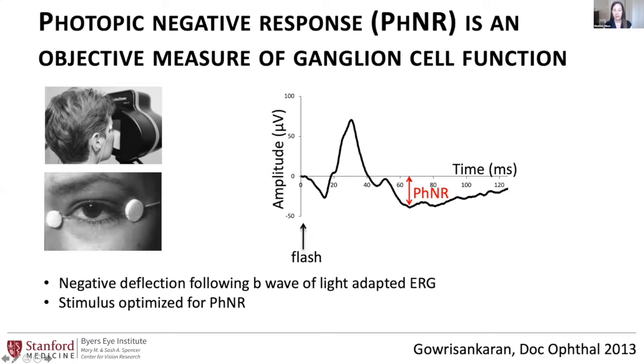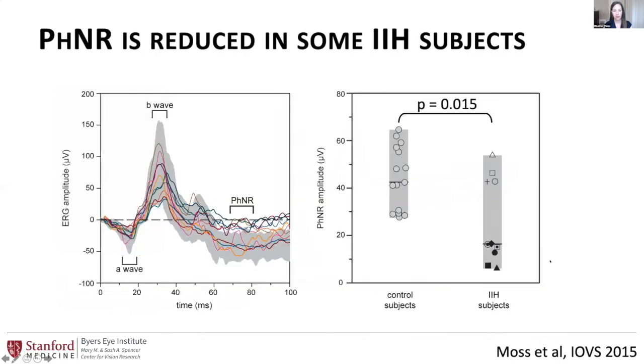And in particular, this waveform, the negative waveform after the prominent B wave, is the photopic negative response, which localizes to the ganglion cells. And researchers have worked to optimize what are the flashes of light that best bring out this waveform. And so this is some work that I did in the past looking specifically at papilledema subjects.